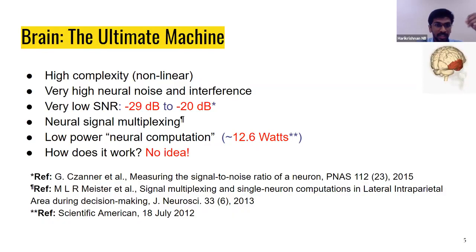So it's highly adaptable. And then there is something called neural signal multiplexing. Basically, the idea is in a single channel, multiple signals are being passed together and processed. You can see the synapse as a single channel, and there are multiple signals being passed through it, multiplexing. And the neural computation power consumption is only nearly 12.6 watts. And these are all unique, right? Unique for the human brain. And when you compare it to the current learning algorithms, none of these things are actually true. We don't satisfy any of these things, to be brutally honest. So let us try and see why it is important to get inspiration from neuroscience.